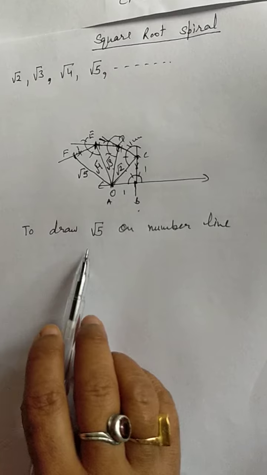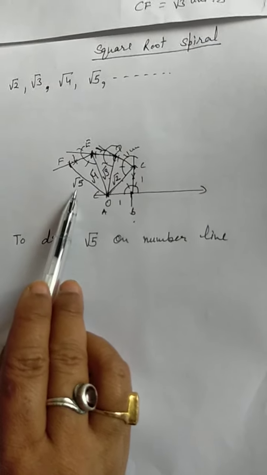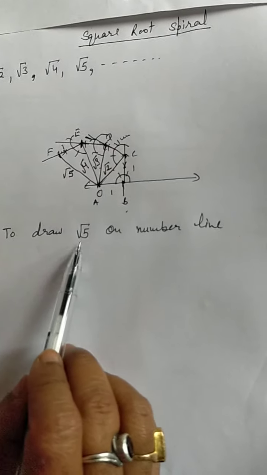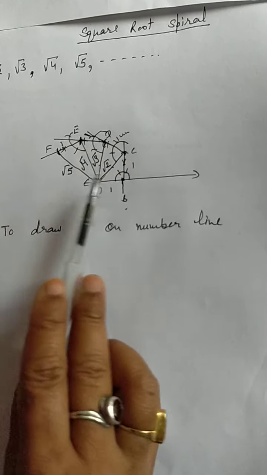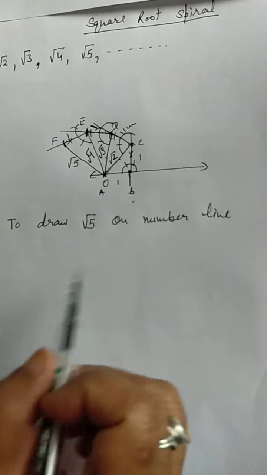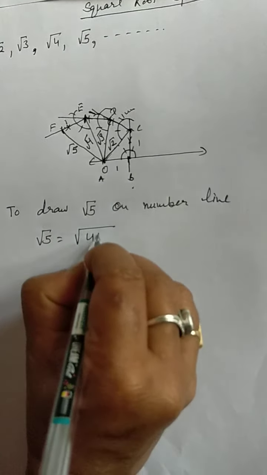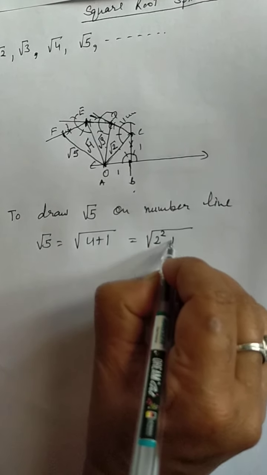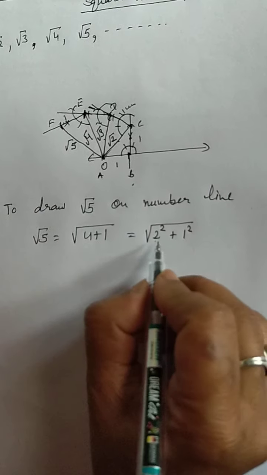Next is to draw square root 5 on number line. Actually we have already drawn square root 5 here, but suppose in the exam it comes: draw square root 5 on number line. So we will not draw this square root spiral. We will find another method like this. Square root 5 can be written as square root of 4 plus 1. Then 4 can be written as 2 squared and 1 can be written as 1 squared. So 2 squared plus 1 squared.